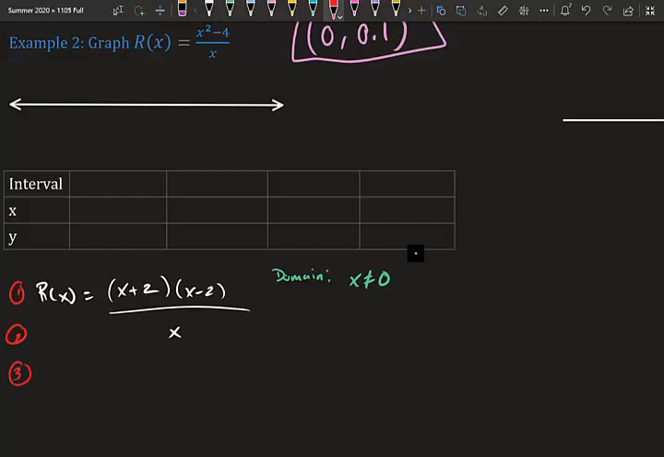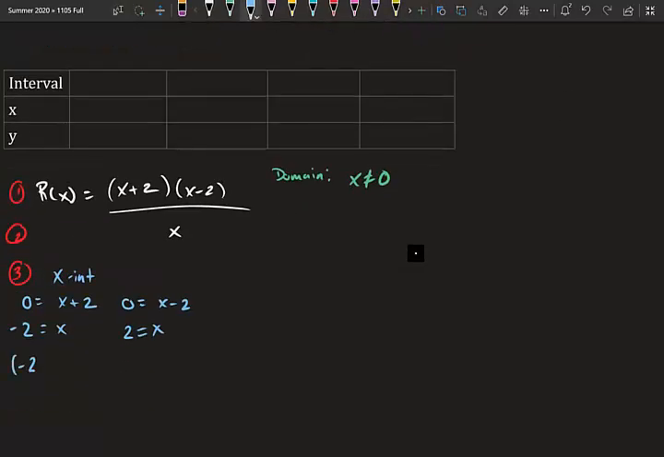Step 3, intercepts. So let's do our x-intercept. Remember, x-intercept is top equals to 0. So we're going to use the factored form. We have 0 equals x plus 2, and 0 equals x minus 2. So we have negative 2 equals x, and 2 equals x. So we have two x-intercepts here, negative 2, 0, and 2, 0.